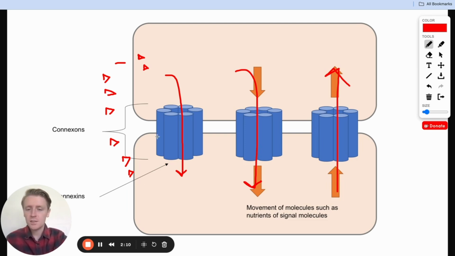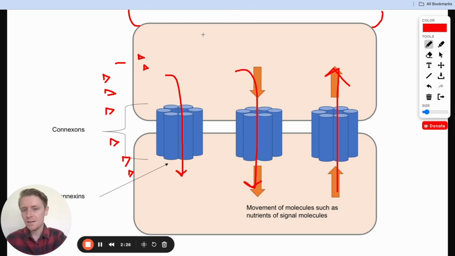The last one is much simpler than the other two, and that's just direct contact. Let's say I have another cell right here that's directly connected to this cell. They're right next to each other. Well, if that's the case, then they can signal each other pretty easily because they're in direct contact with each other. So those are the three different ways that induction can occur.